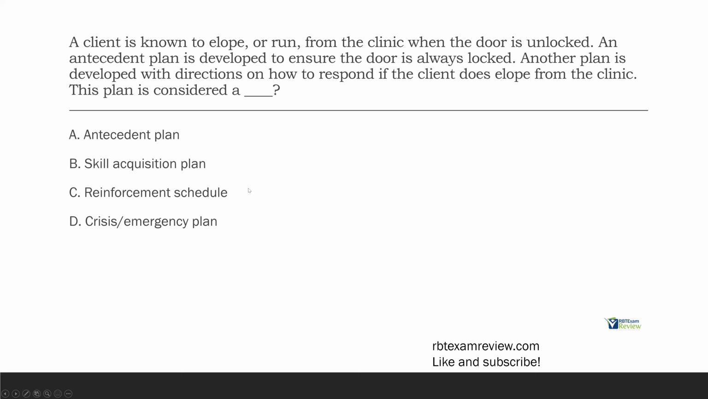So what about a reinforcement schedule? Again, no, we're not trying to deliver reinforcement. We're not trying to determine when to deliver reinforcement. We want to determine what we do if this client leaves. Therefore, we have a crisis emergency plan. If the client elopes from this clinic, that is certainly an emergency. The client's in danger, other people might be in danger. This plan, the entire idea of responding if the client does elope, is considered a D, crisis emergency plan.